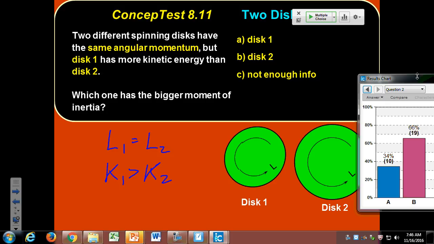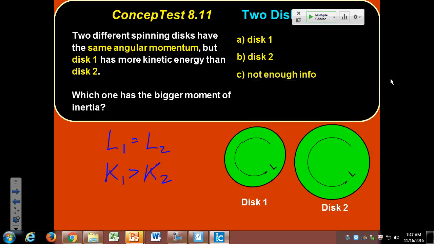Disk 1, right, because kinetic energy is 1 half I omega squared, and the kinetic energy is more sensitive to omega because of that quadratic term. So disk 1 is going to be spinning faster than disk 2. But if L1 is equal to L2, what does that say about the moment of inertia of disk 1? If omega 1 is big, what does that tell us about I1? Is it big or small? It's going to be small. So the moment of inertia of disk 1 will be smaller than that of disk 2. This question is asking which has the bigger moment of inertia, and so that would be disk 2.